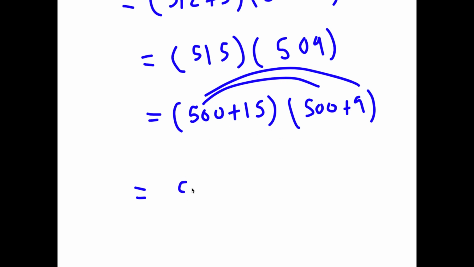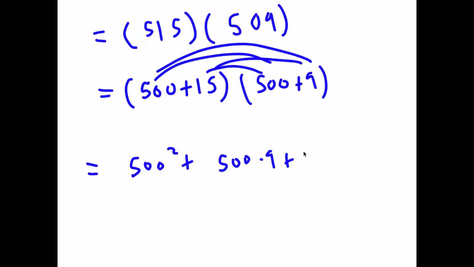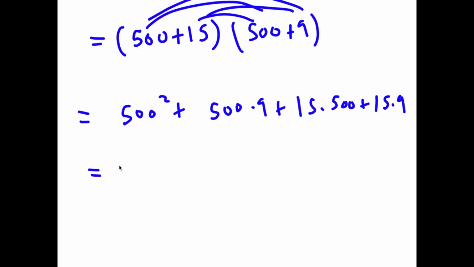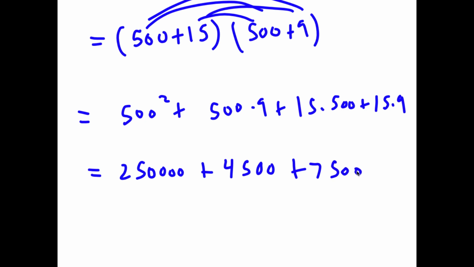So I have 500 times 500, which is 500 squared, 500 times 9, plus, now if I distribute 15, I have 15 times 500 plus 15 times 9. So first off, 500 squared, that's 250,000, plus 500 times 9, that's going to be 4,500, plus 15 times 500, that's going to be 7,500, and plus 15 times 9, that's going to be 135.